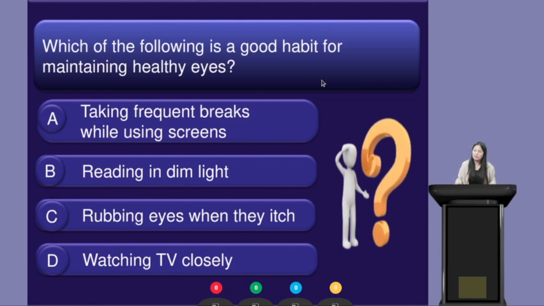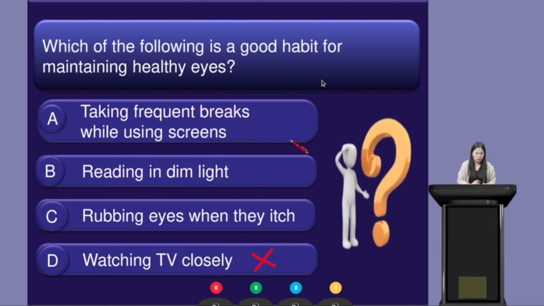Alright students, your time is up. Now let us analyze each point one by one. Let's start from option D, watching TV closely. Is it a good habit? No, right? We have seen that we must maintain at least a distance of 25 centimeter. So this is not a good habit.